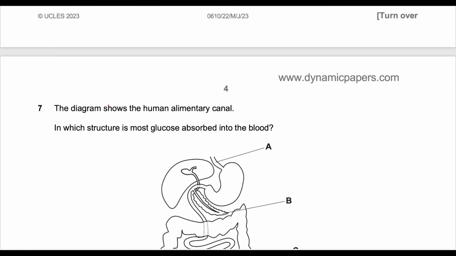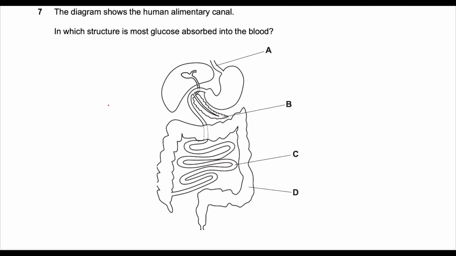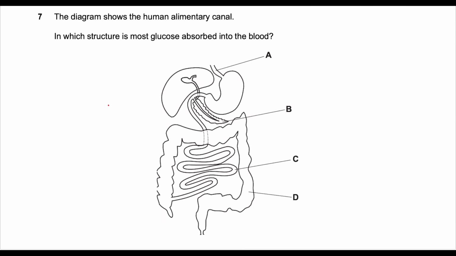Now question number 7. The diagram shows the human alimentary canal. In which structure is most glucose absorbed into the blood? Very simple and easy. Most of the glucose, so you are talking about what? About the small intestine. Sure, it's not the large intestine. Large intestine, most of the water and some vitamins. So the right answer here is C.